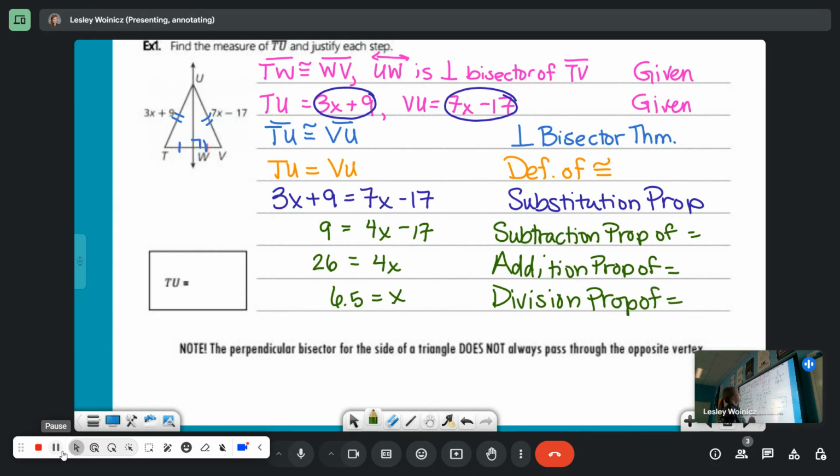And then I have to make my substitution. So I'm substituting 6.5 into TU. 3 times 6.5 plus 9. 3 times 6 is 18. 3 times 0.5 is 1.5. 9 and 1.5 is 10.5, plus 18 is 28.5. That's it.